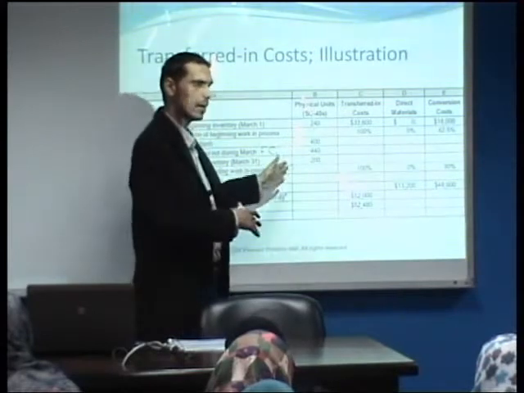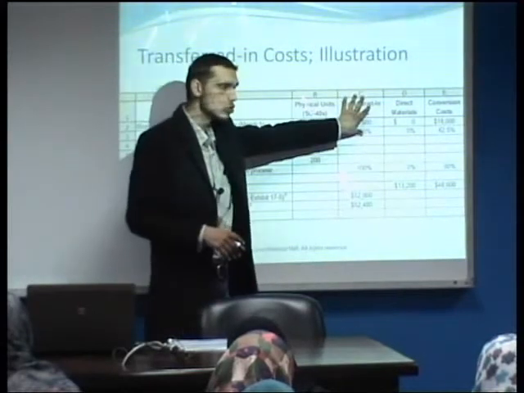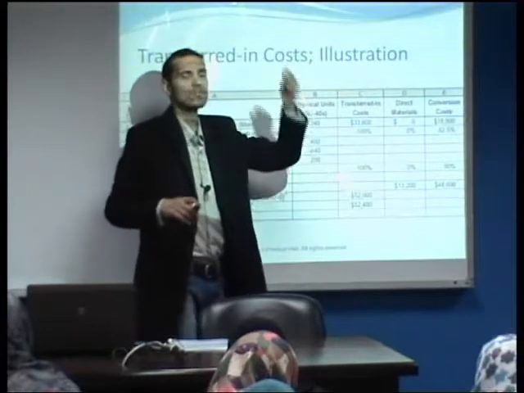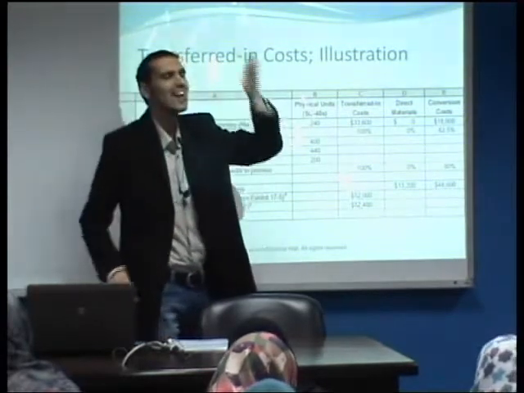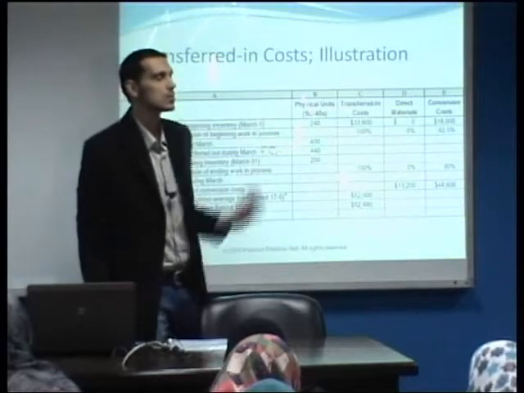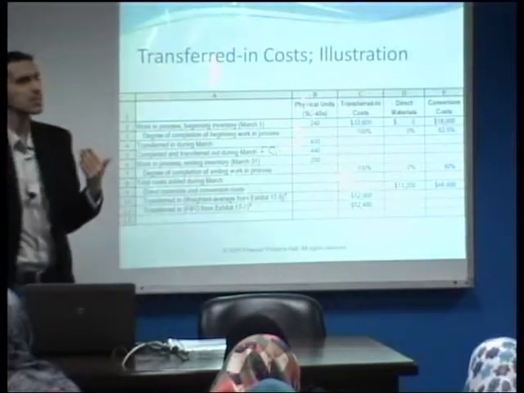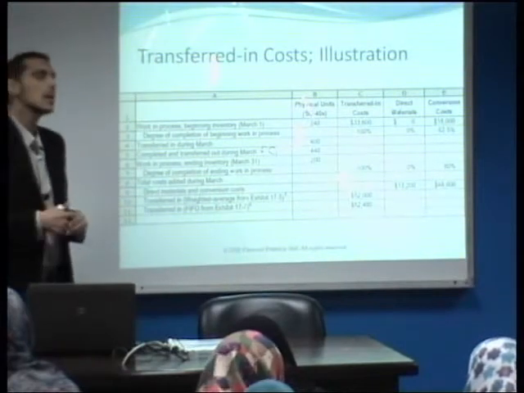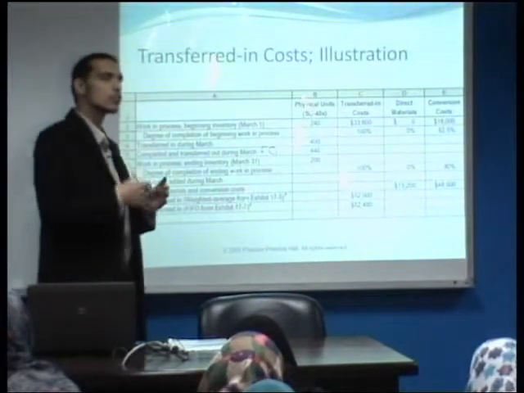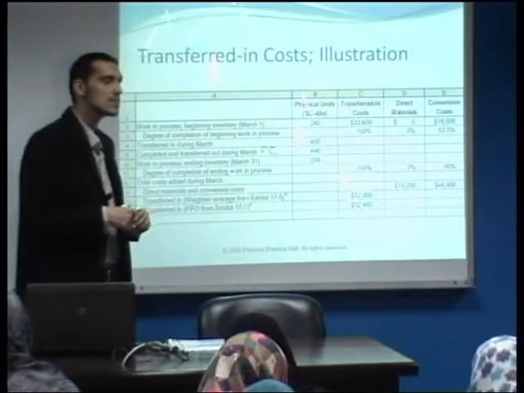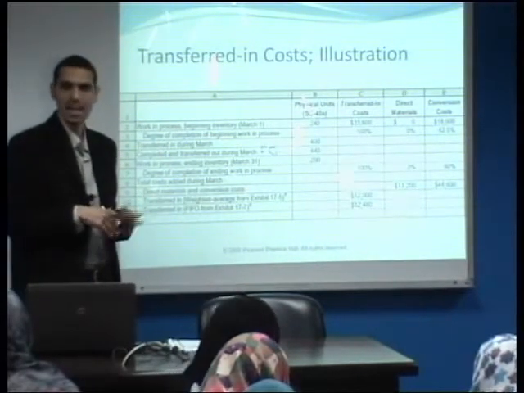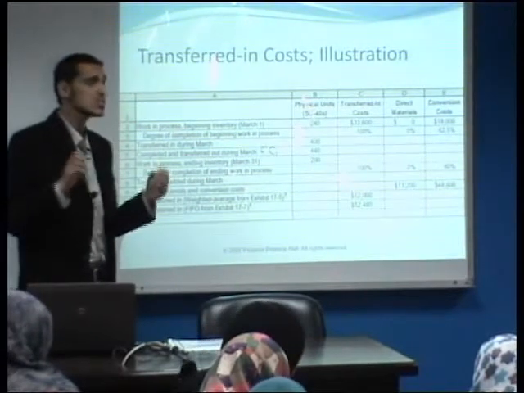As we can see here, the transferred in costs are treated as if they are some sort of direct materials that are added at the beginning of the manufacturing process. If you assume this, then you would not have any problems in proceeding with the different steps or in proceeding with the process costing system. Any questions?